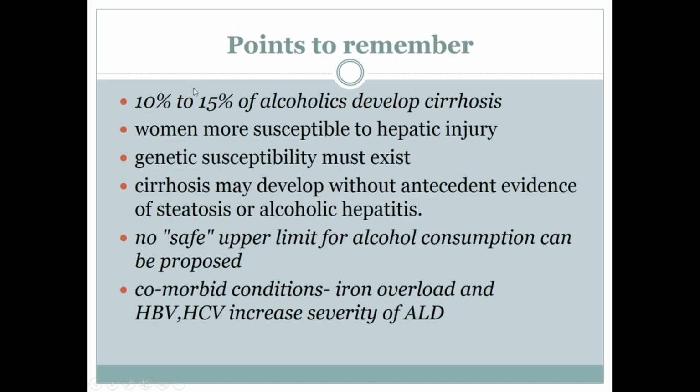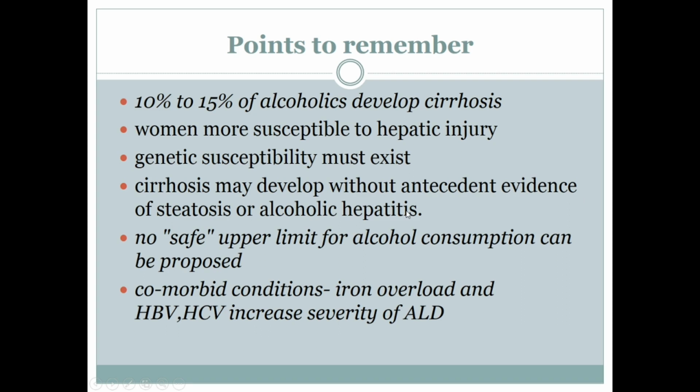So points to remember is that 10 to 15% of alcoholics develop cirrhosis. Women are more susceptible to hepatic injury. It could be because of genetic susceptibility, because even men, some of them develop cirrhosis quite early. So everything nowadays actually boils down to genetics. Whether it's malignancy or inflammation, anything, it boils down to the genetic susceptibility. Okay, so women are more susceptible, but there are some men who are also more susceptible, maybe because of genetic susceptibility.